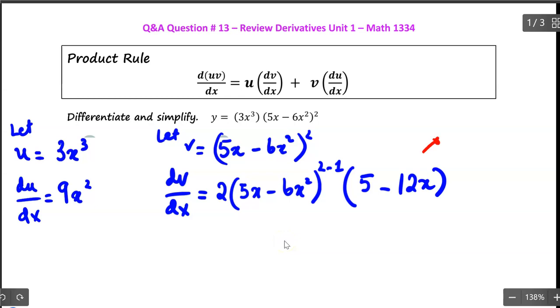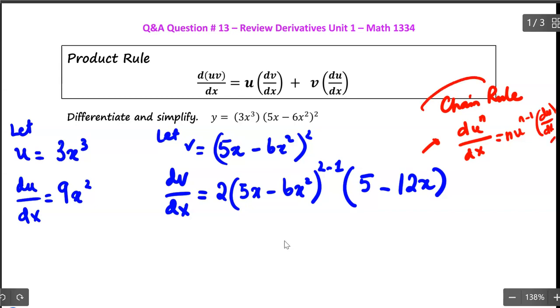So in this case, I need to apply the chain rule. The chain rule says the derivative of U to the exponent n, as a function of x, will be n times U to the n minus 1, and then I multiply by du over dx. Okay, so just a quick reminder to everyone right here.